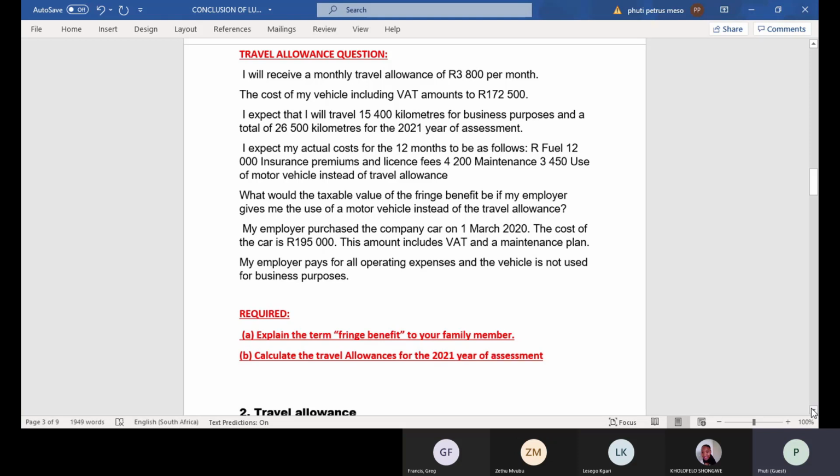Right. We need to explain the term fringe benefit. If one of your family members is looking for an understanding with regards to your fringe benefit, you have to be in a situation where you can explain that to your family member. And then you need to calculate the travel allowance for the 2021 year of assessment.